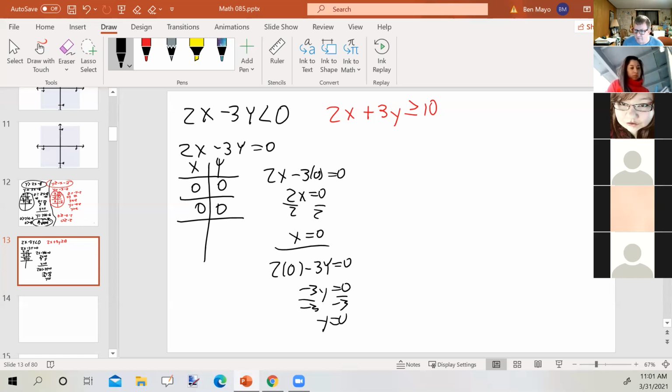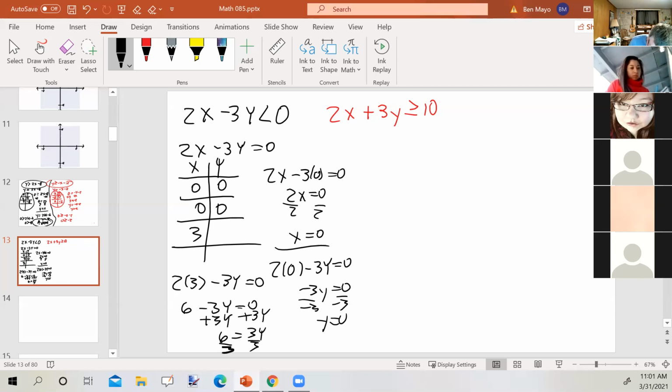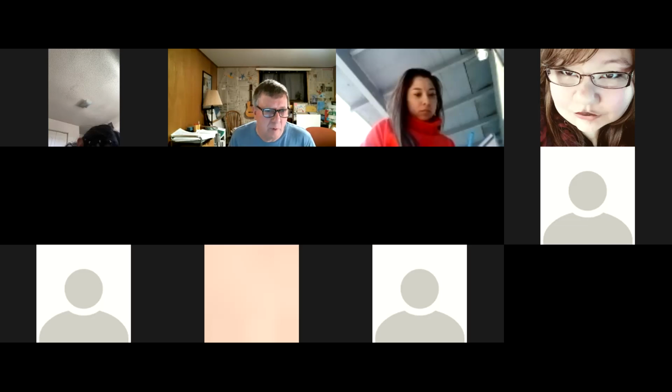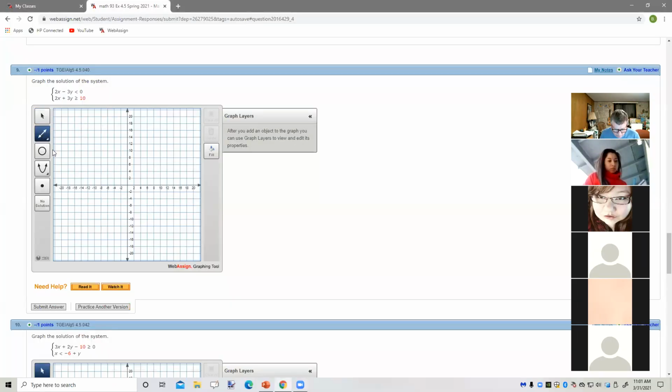So I'm going to have to choose another value of x or y. Tell you what, let's let x equal 3 and see what happens. If x is 3, we get 2 times 3 minus 3y equals 0. 6 minus 3y equals 0. Add 3y to both sides. 6 equals 3y, divide by 3, and y equals 2. So that's just redundant. So I've got those two ordered pairs. Any questions? All right, so we'll go back to the WebAssign screen, and we've got 0, 0, and 3, 2.